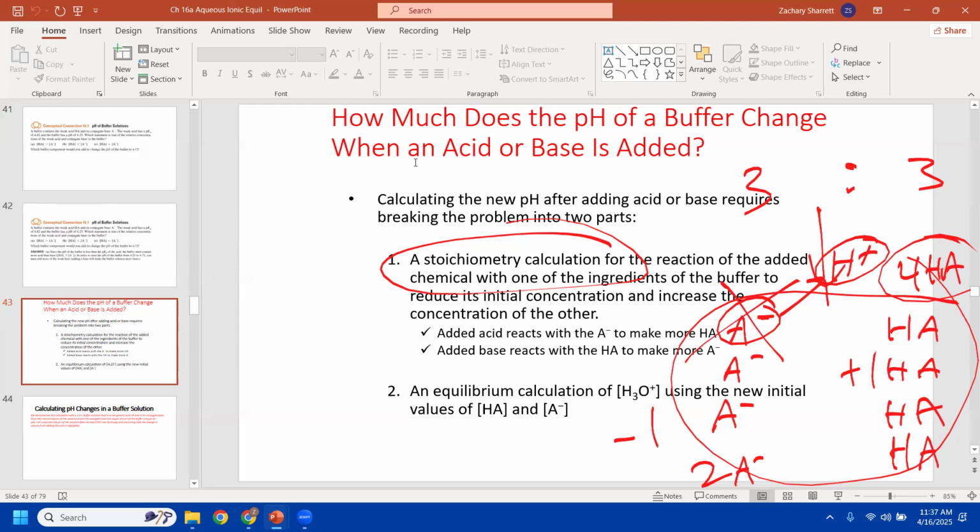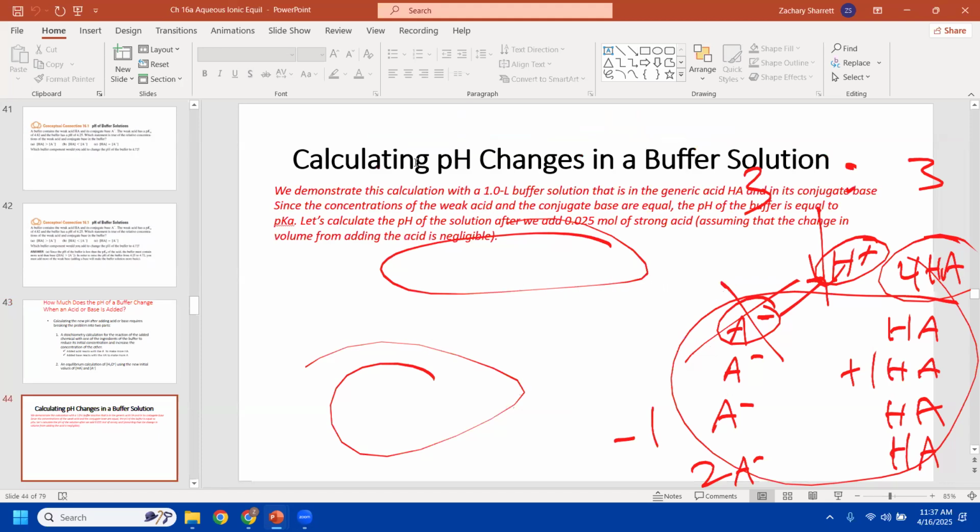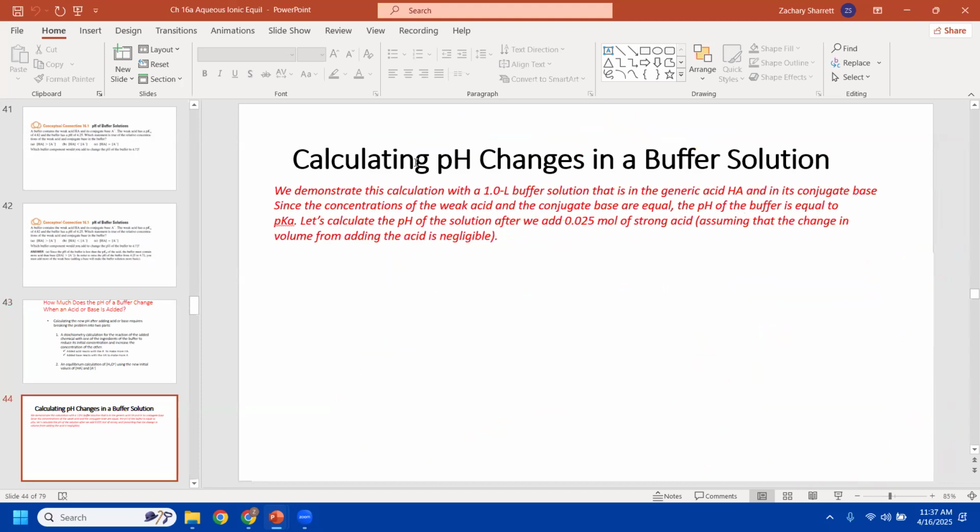And now that we do that, we just do our normal equilibrium ice table, or what's the other thing we can use, Ricardo? That's not the ice table. The answer is the Henderson-Hasselbalch equation. Very good. Okay, so let's do a buffer problem.